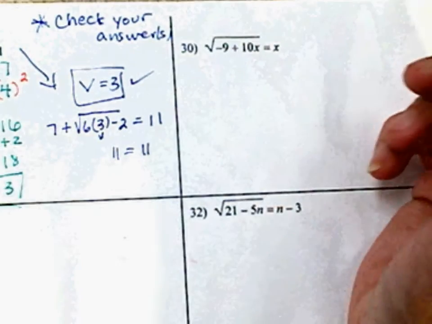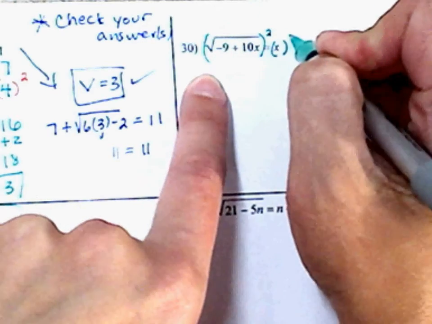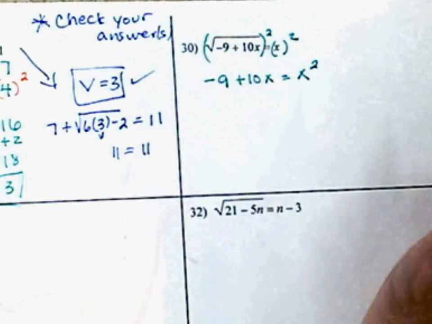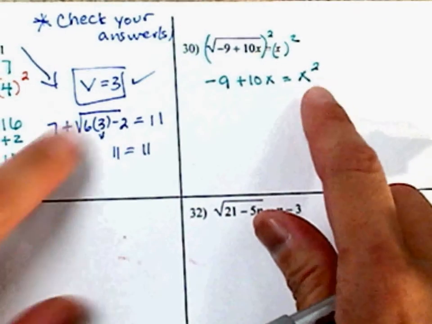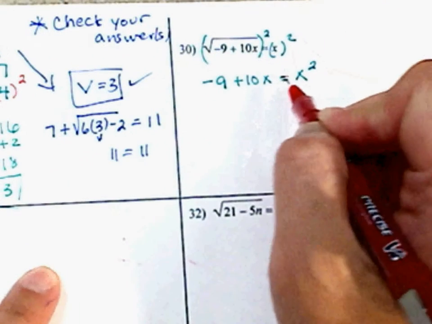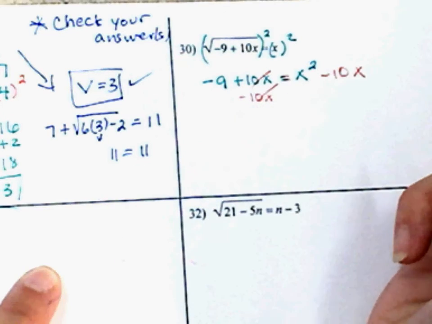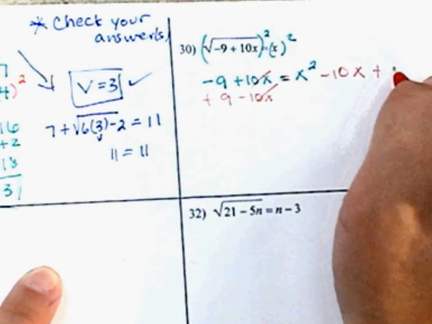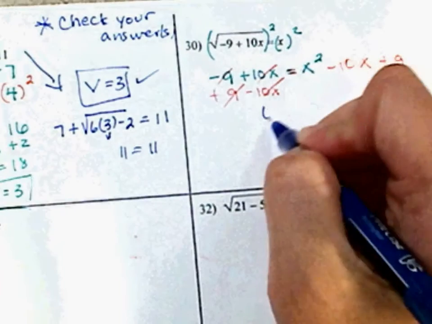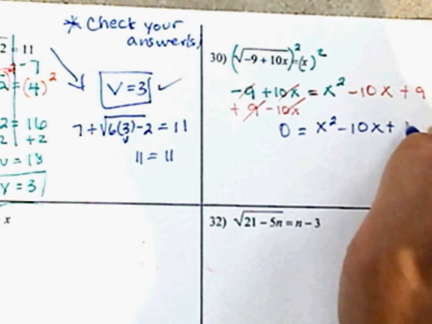Okay. Do you see how all this is under your radical already? So all you have to do is square each side. So now you have negative 9 plus 10x is equal to x squared. Notice your x squared is a positive number. So let's move everything to that side. When you move across the equal sign, I'm going to subtract 10x. What you do to one side, you do to the other. I'm going to add 9. What you do to one side, you do to the other. So now you will have 0 equal x squared minus 10x plus 9.